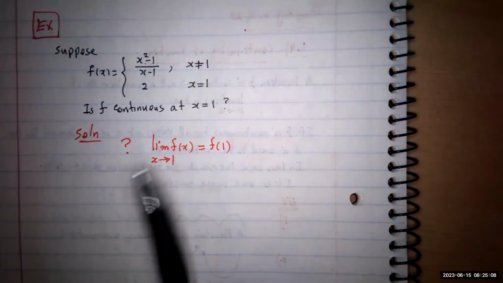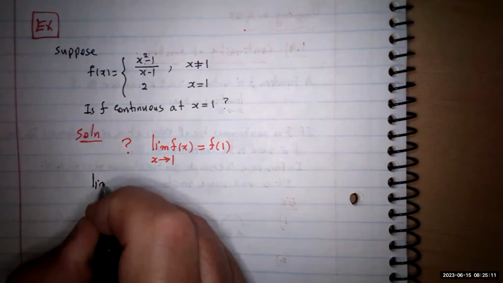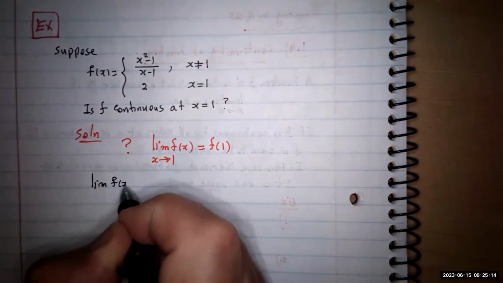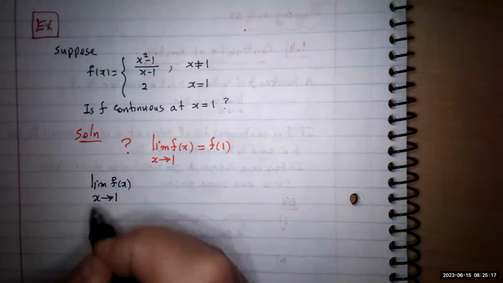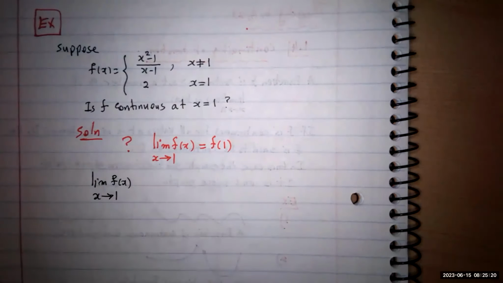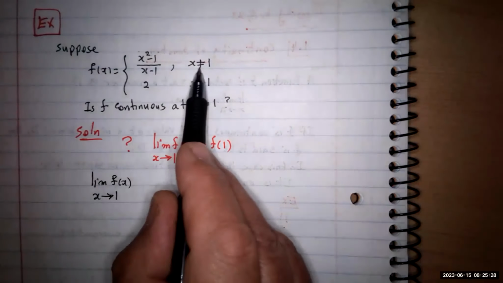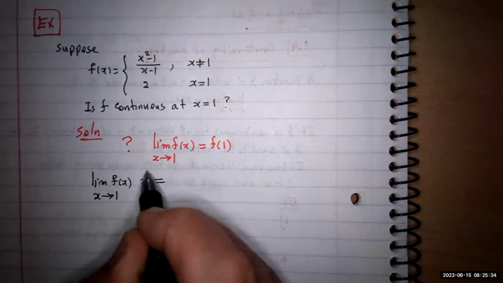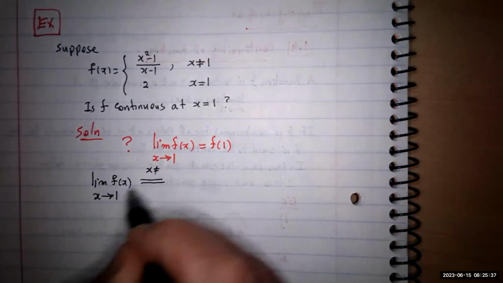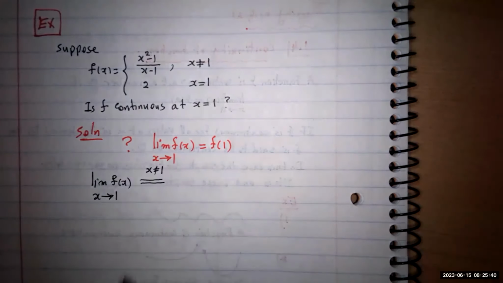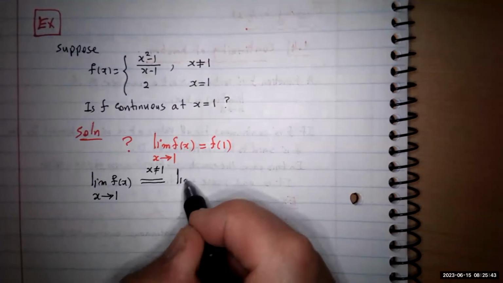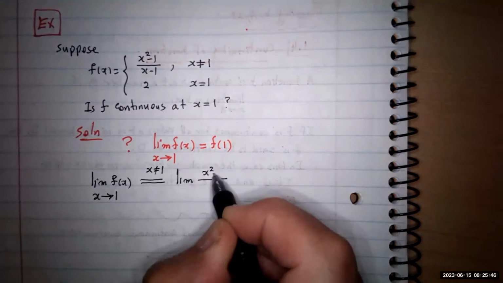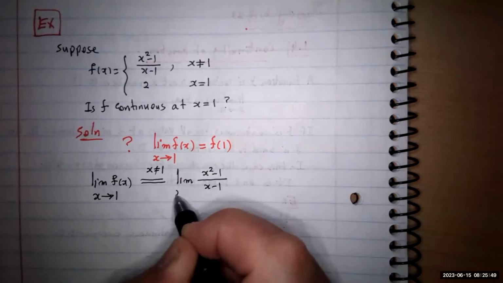Go and find it. Limit first: the limit of f of x when x goes to 1. Remember, it's a piecewise defined function. You have to decide which part you are going to use. Remember, when x goes to 1, this means x is not equal to 1. So when x is not equal to 1, this is your function. You talk to yourself: x goes to 1, so x is not equal to 1, so my function is the first part. Limit of (x squared minus 1) over (x minus 1), x goes to 1.